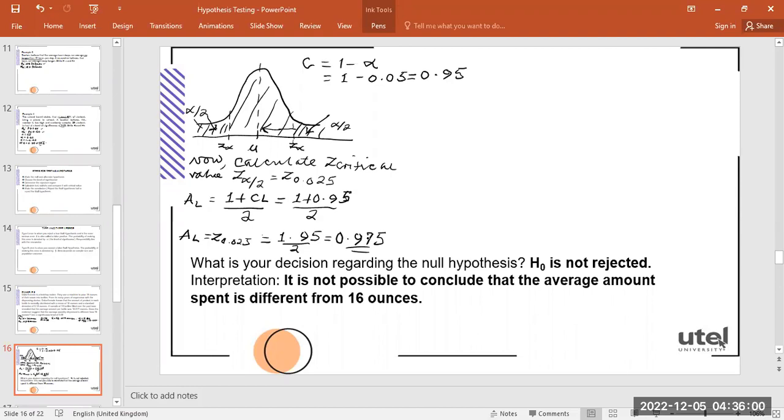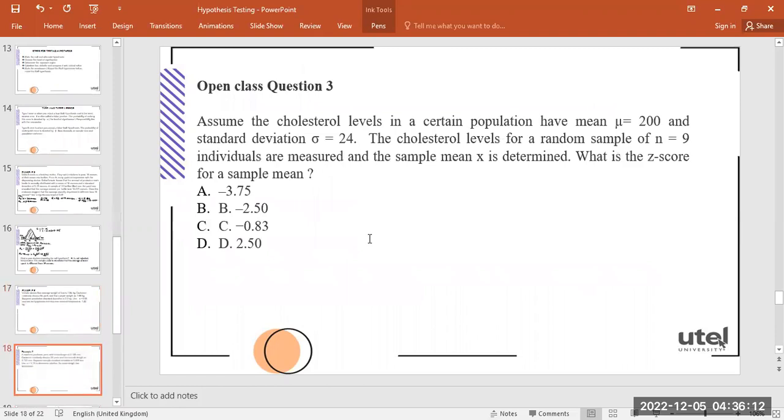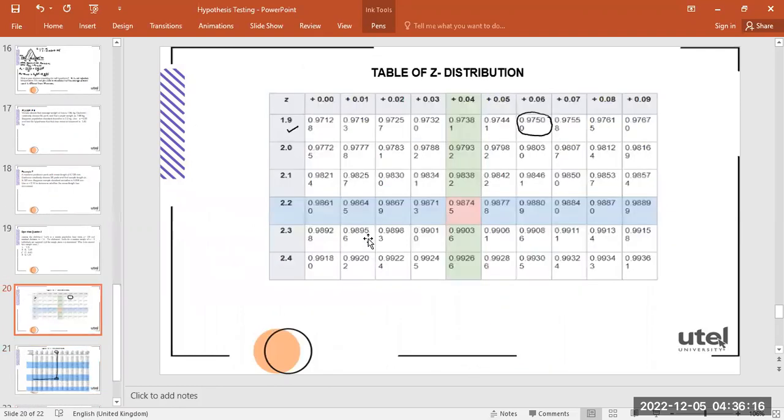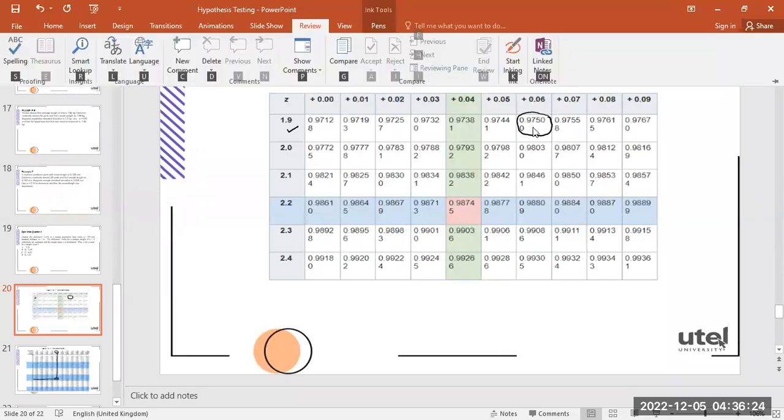Now, having got that, all we need to do is convert the area to the left, which is 0.975, to the Z-score using the Z-score table. And how do we do that? Permit me to quickly move to our Z-score table and see how that can be done. So you look at the table of Z distribution. We are looking for a value that is 0.9750. And here is the number.